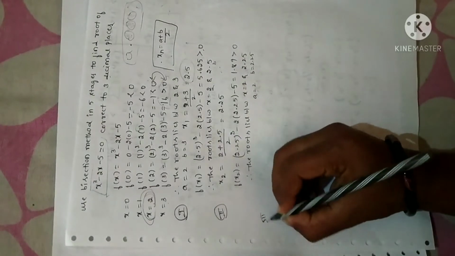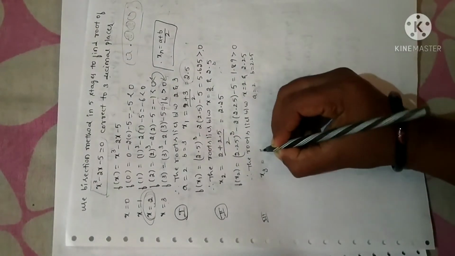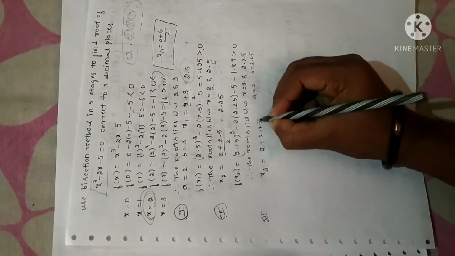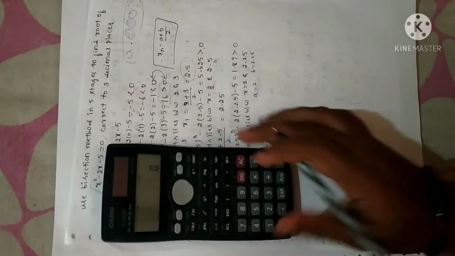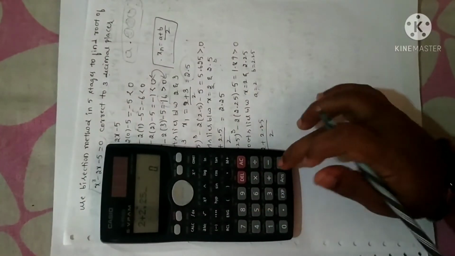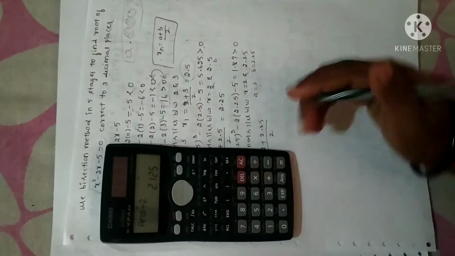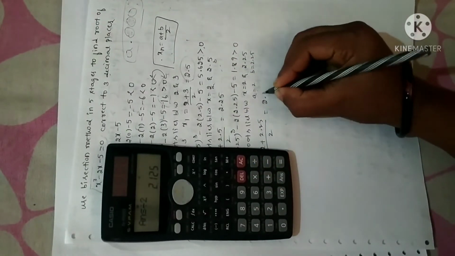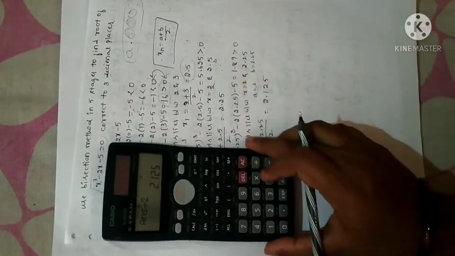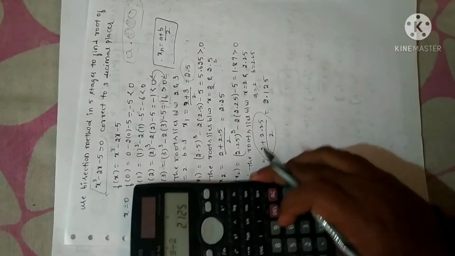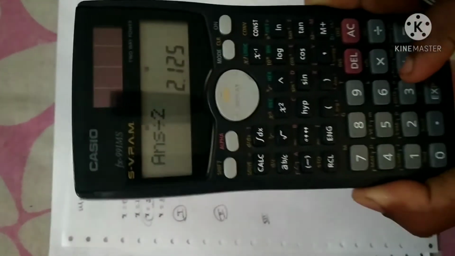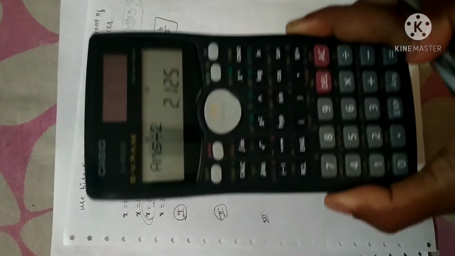Calculate the third approximation, in the sense x3 value. 2 plus 2.25 divided by 2. That will give us 2.125. Remember, when you simplify this, you are going to get 2.125.